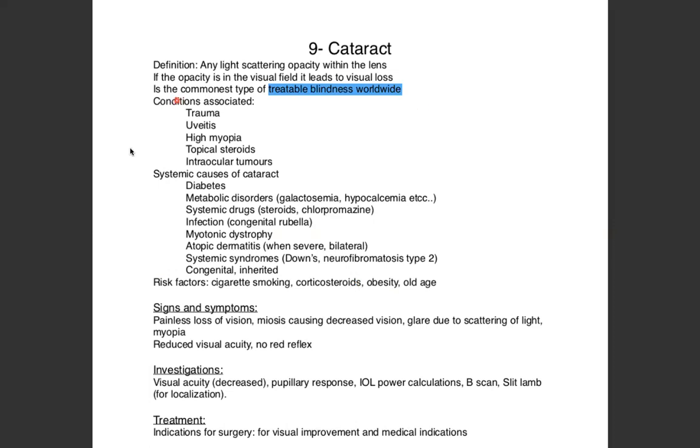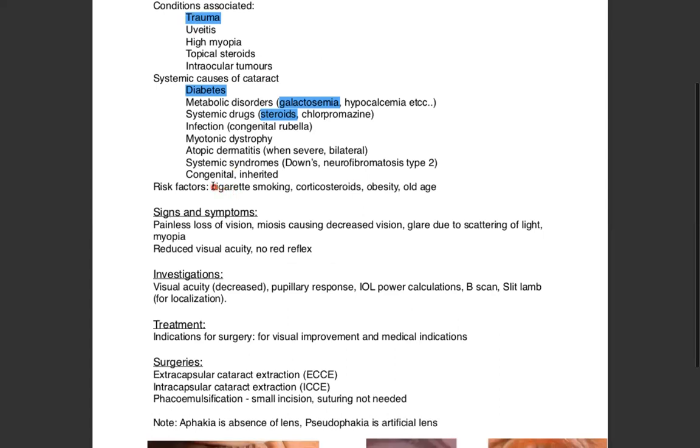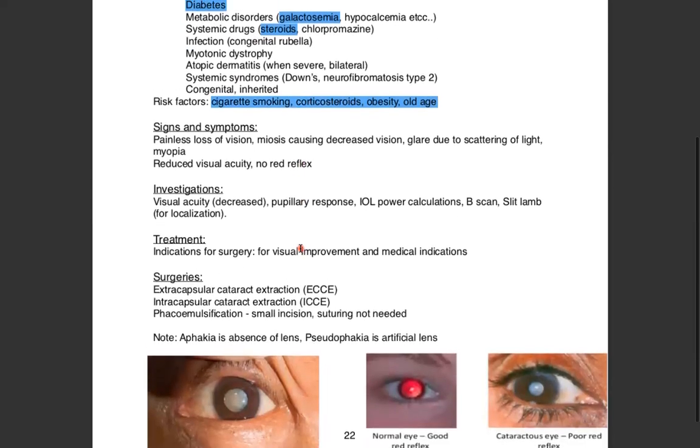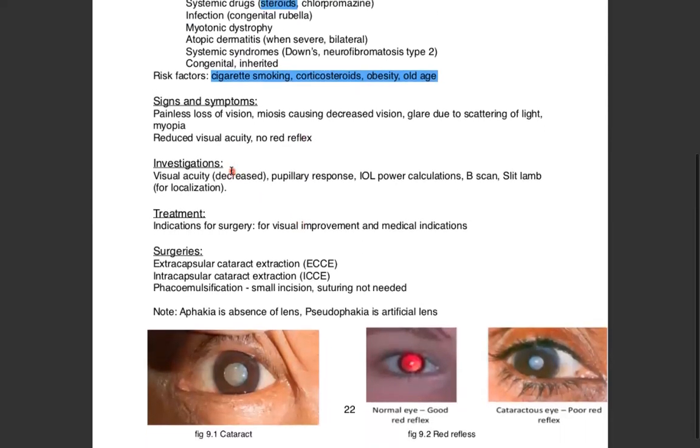Okay? There are a lot of conditions that cause it. Just go through them really quickly to be able to remember risk factors. But what I want you to remember is diabetes, metabolic disorders, steroids, trauma and other vision issues. For example, if they already have myopia, they use steroids, those things. Other risk factors are cigarette smoking, corticosteroids, obesity and old age. That's why it usually comes in elderly people. Okay? What happens is painless loss of vision and there is miosis, so constriction of the pupil.